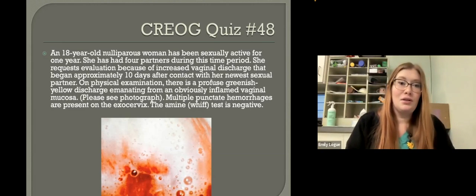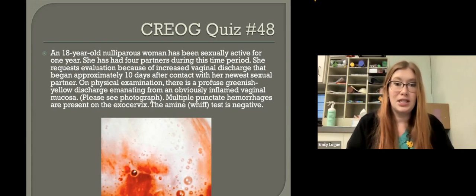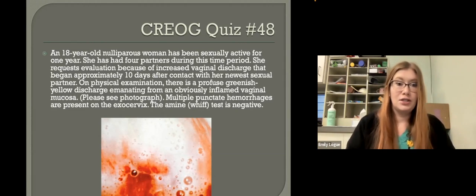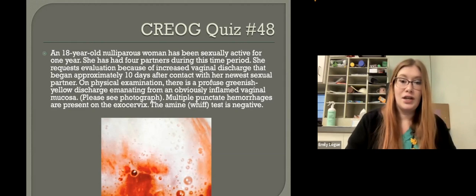An 18-year-old nulliparous woman has been sexually active for 1 year. She has had 4 partners during this time period. She requests an evaluation because of increased vaginal discharge that began approximately 10 days after contact with her newest sexual partner. On physical exam, there is a profuse greenish yellow discharge emanating from an obviously inflamed vaginal mucosa. Please see photograph. Multiple punctate hemorrhages are present on the exocervix. The amine whiff test is negative.